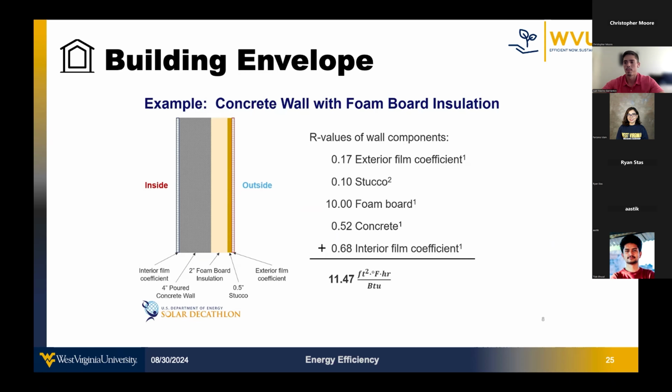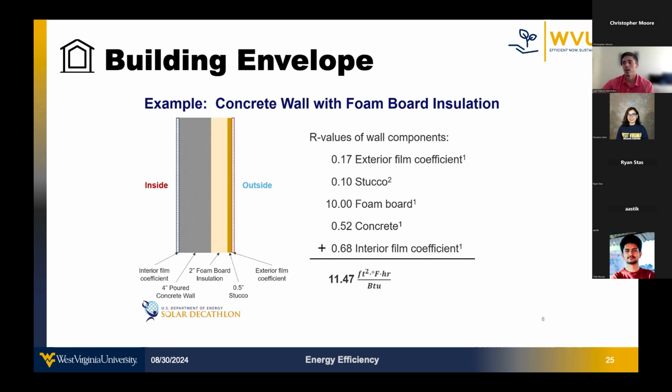This material significantly reduces heat transfer through the wall. On the exterior, there's 0.5 inch of stucco, which is a construction material made of aggregates, a binder, and water. This has a small R value of 0.10. Finally, the wall is completed with an exterior film coefficient that has an R value of 0.17. Now, if we add up all these values, we get the total R value, which in this case is 11.47.